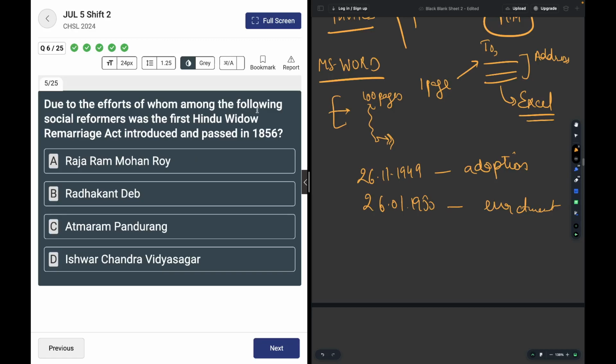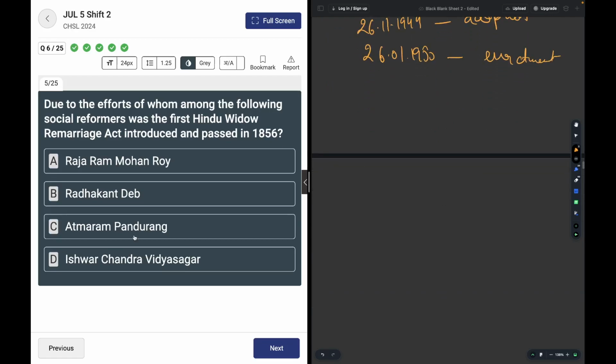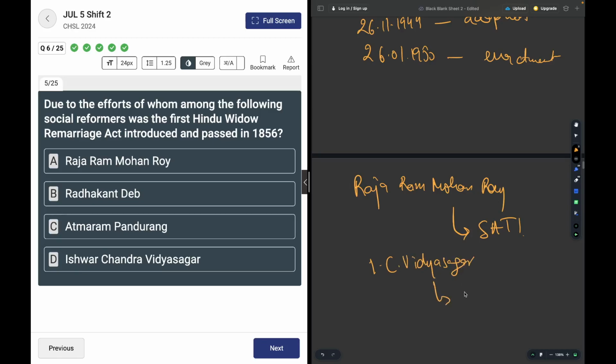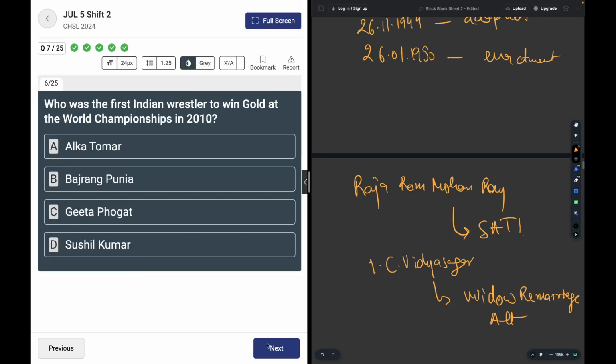Due to the efforts of whom of the following social reformers was the first Hindu Widow Remarriage Act introduced and passed in 1856? Okay, due to Raja Ram Mohan Roy, Sati was abolished, and due to Ishwar Chandra Vidyasagar, the Widow Remarriage Act was passed in 1856. Okay, so this is the answer. Moving on.